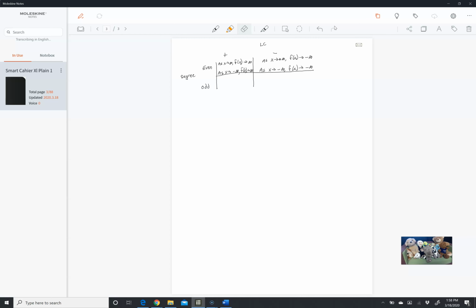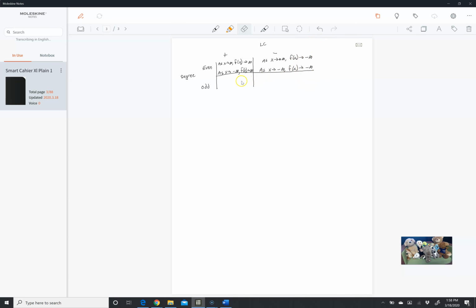Okay. For an odd degree, we know that each side is doing different things. So notice all of them, you see x approaches infinity and x approaches negative infinity. That's because we're always talking about left and right, okay? Whereas the f of x could be doing the same thing or different things. So when we have an even degree, they're both doing the same thing. In this case, they're both going to positive infinity. In this case, they're both going to negative infinity.